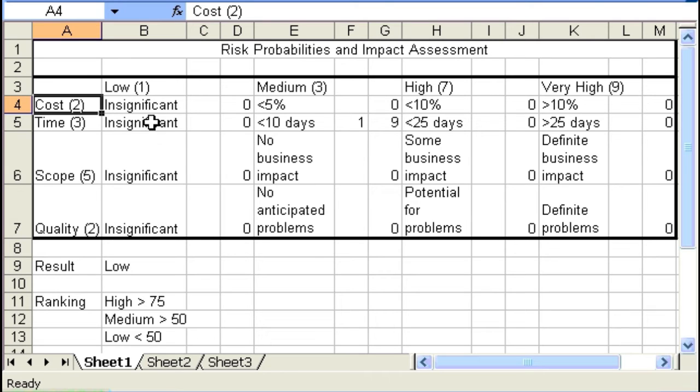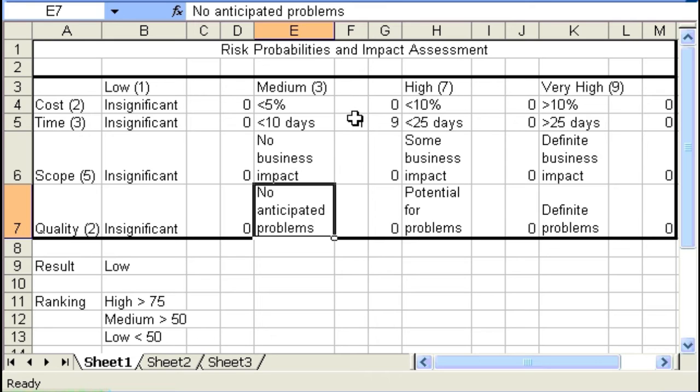Then I've determined these simple parameters to help me rank my risks. So if we look at the medium column, for example, we're seeing if the cost impact of this risk is less than 5%, we will rank it a medium. If the time impact is less than 10 days, also ranked a medium. If there is no significant impact related to scope, it's going to be a medium. And if we have no anticipated problems related to quality, it's going to be a medium.